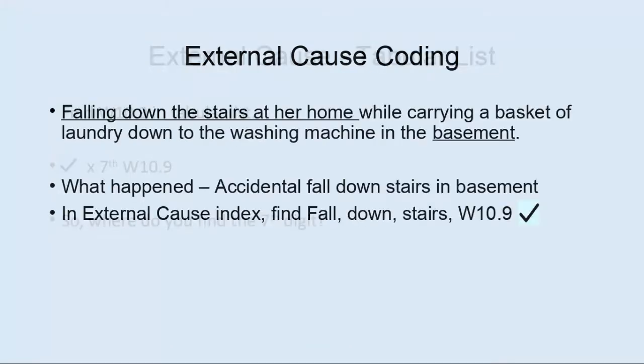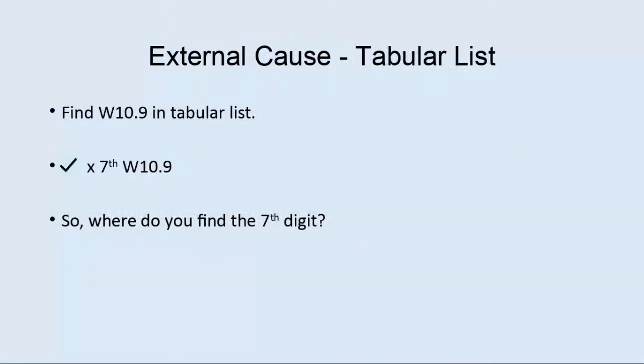Oh, I did forget to mention one thing. Don't forget that the external cause index is separate from the alphabetic index. So make sure that you're in the right one. I do it all the time. I look in the index, I go, I know it's there, and I go, oh wait, you're in the wrong index. So make sure you're in the right index.